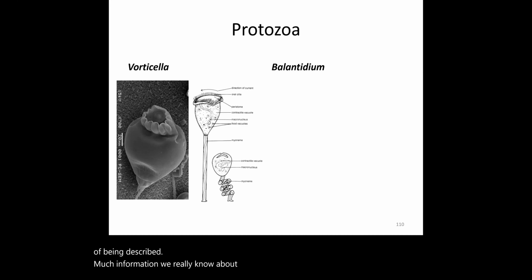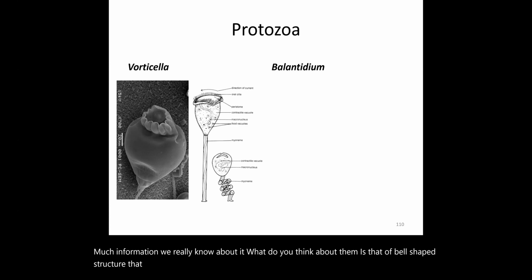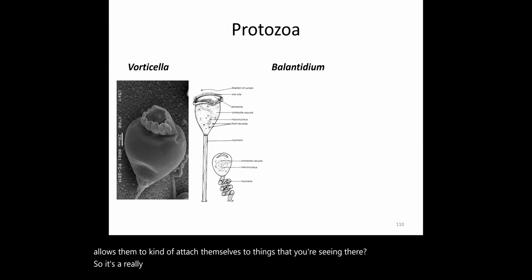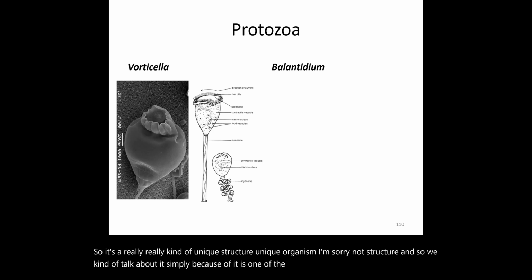What's unique about them is that bell-shaped structure that you see as part of its body, and that they have this cool little stalk that allows them to attach themselves to things. This is that myoneme that you're seeing there. It's a really unique organism. I'm sorry, not unique structure. We talk about it simply because it is one of the few model organisms that let us understand this field altogether.